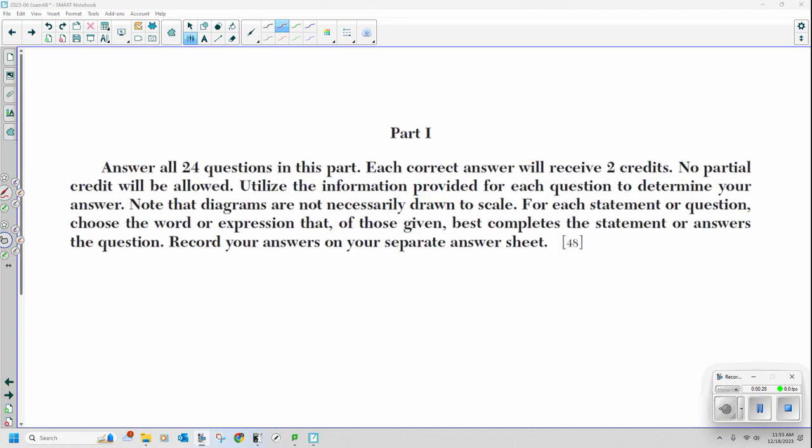Just a quick reminder, you don't get partial credit. It's multiple choice. It's all or nothing. There are 24 questions. We are going to go over that middle third, 9 through 16. Let's begin.